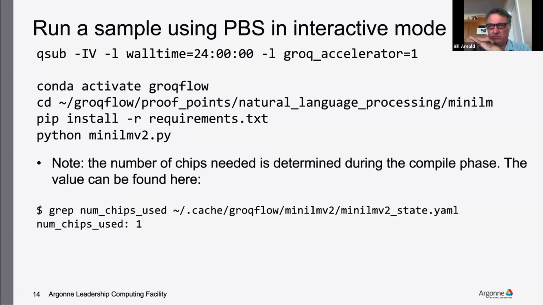Interactive mode is what I think people will end up mostly using. You could specify a full day of wall time and how many cards you need. Once you're in an interactive mode session, you'll need to activate GroqFlow in it. And here's an example: you activate GroqFlow, change to a particular sample directory, make sure the requirements are installed, and compile and run the sample.